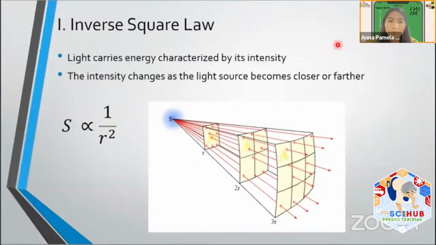Light carries energy as it moves through space. This transport of energy is characterized by its intensity, which is defined as the power delivered by light per unit area. This quantity is known to obey the inverse square law, shown in this relation.